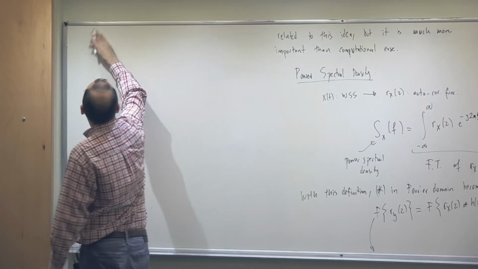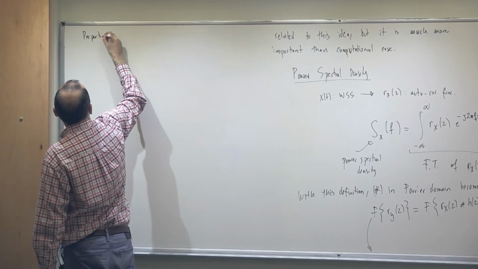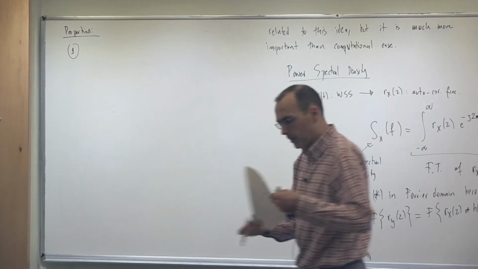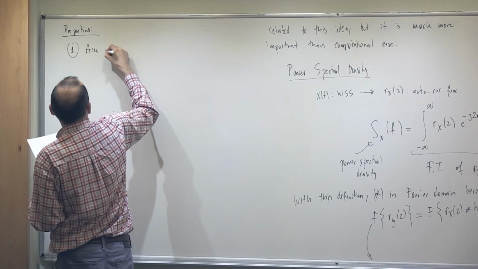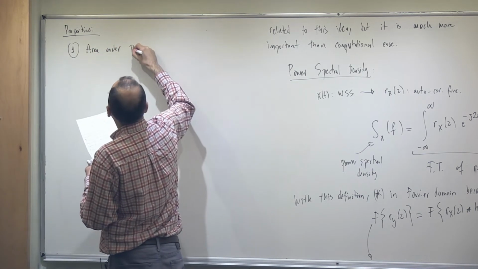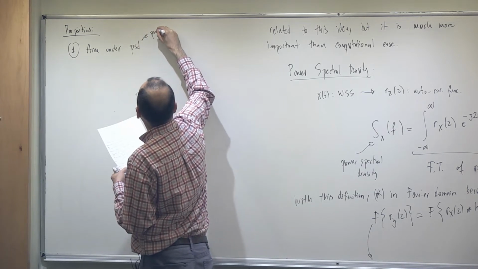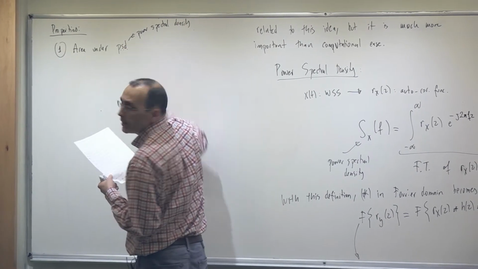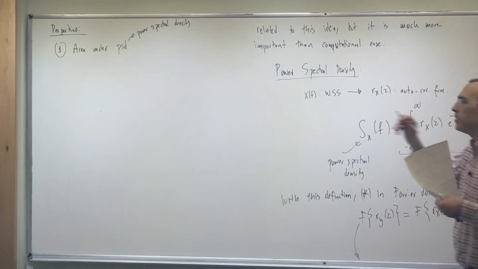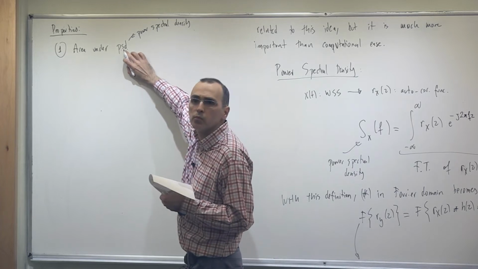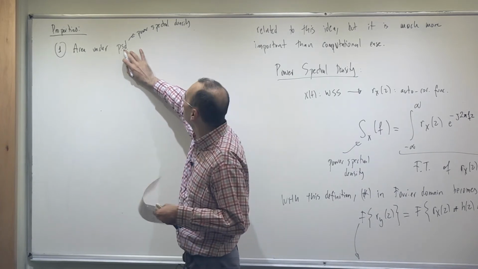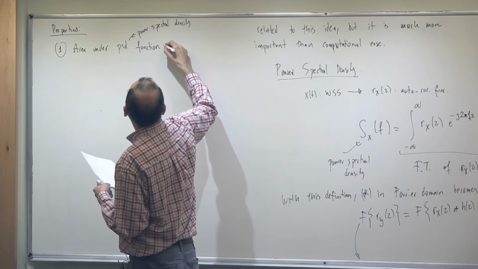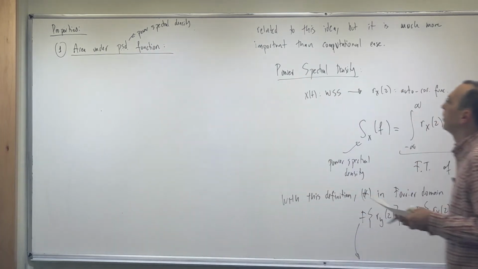So let's look at the properties. Number one. So what was the title of this? Area under PSD function. Sometimes we use PSD for power spectral density, but this is somewhat confusing because we also use PSD for positive semi-definite. Unfortunately, it's like that, but one of them is for matrices, and this one is for functions, so I think it will be clear: area under the power spectral density function.